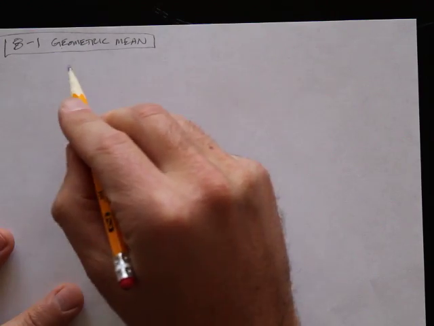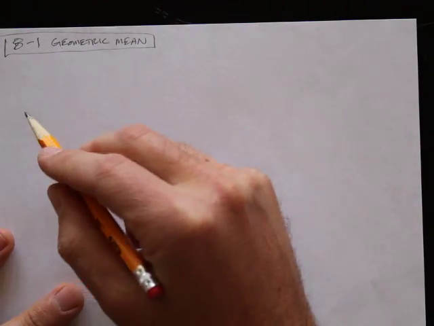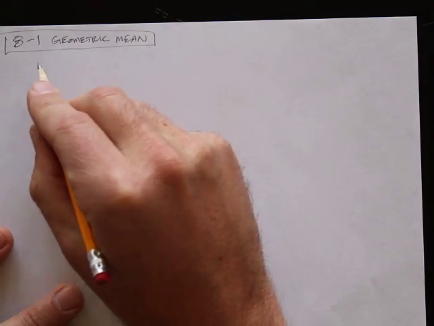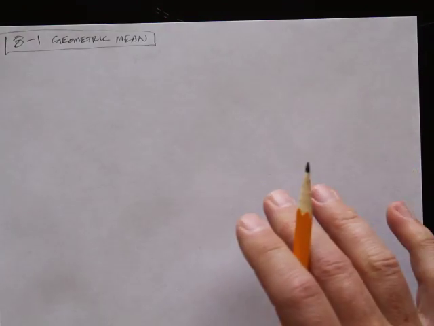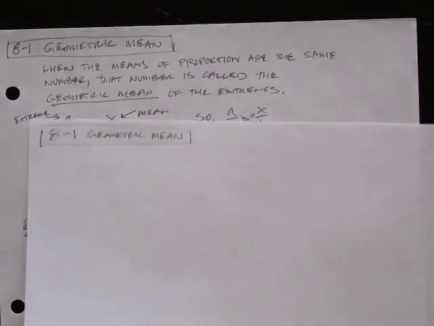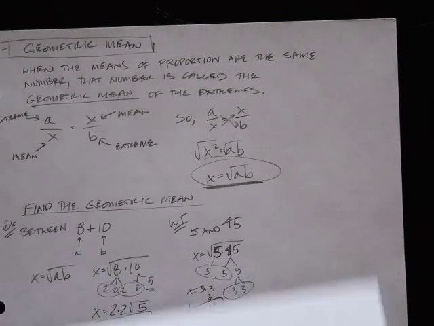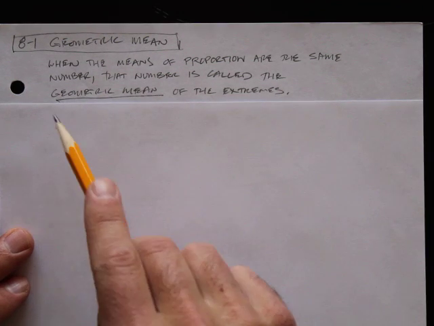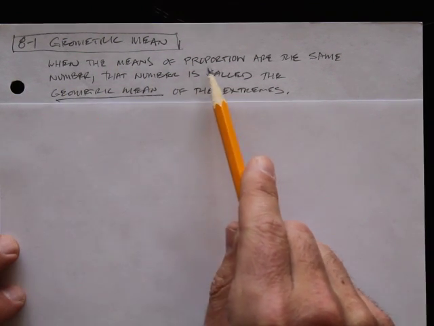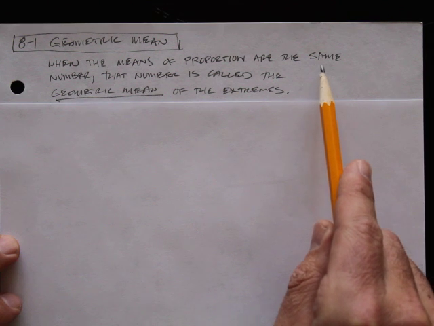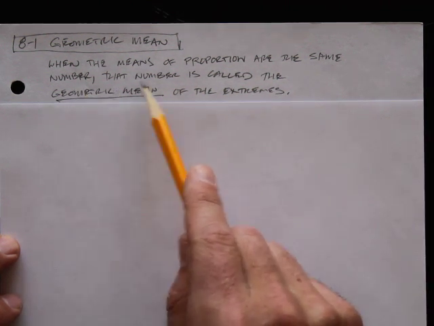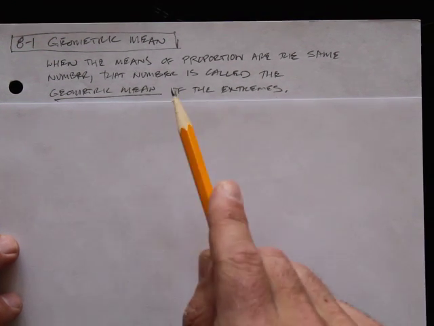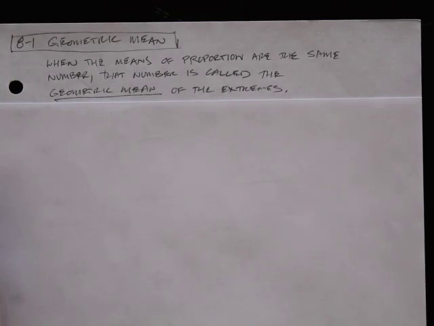So we're going to write just a little bit here, and then we're going to show you how to do it. Actually, you're going to write it. I'm just going to show you it and talk about it, and then we'll do some examples. So you can pause and write this down. When the means of a proportion are the same number, that number is called the geometric mean of the extremes. Okay, write this down. You might see it again later, or you might not.